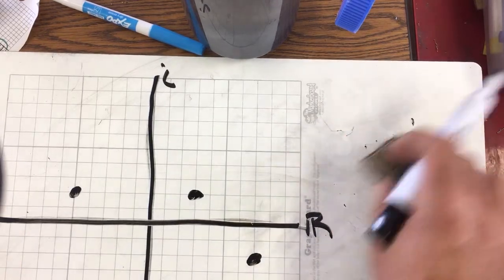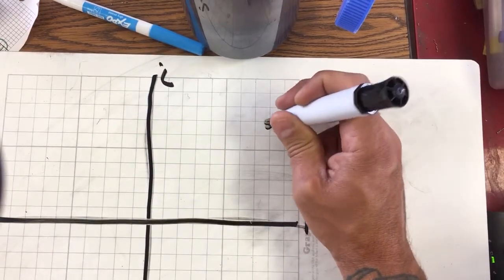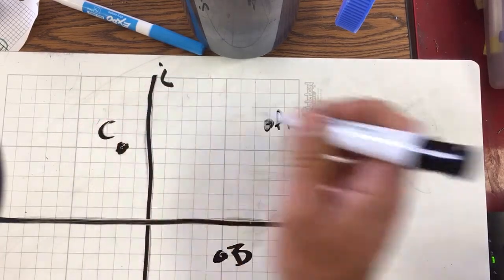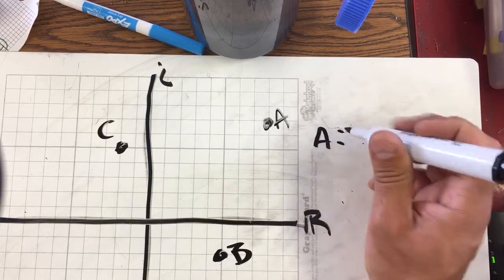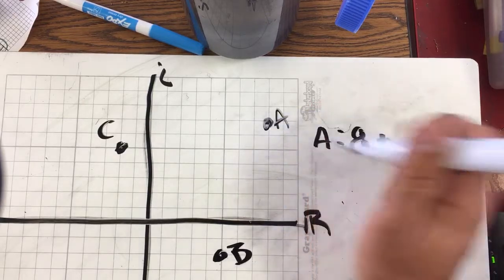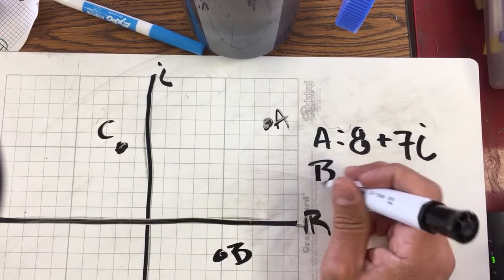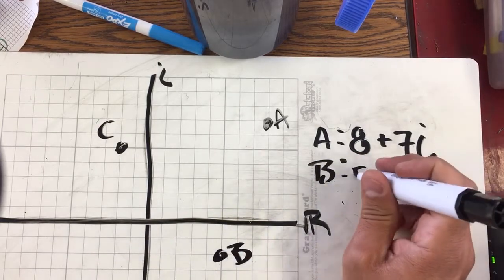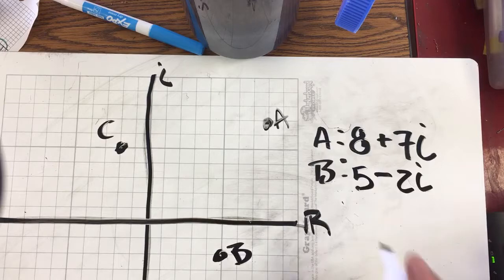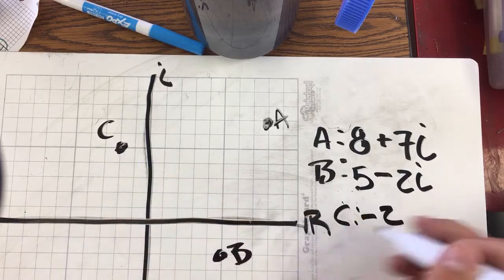Now what I'll also do is I'll give you points and I'll ask you where it's located. So I'll put one right here and call this A, put one here and call it B and C. So what we would do is we would say A is 8 on the real plus 7 on the imaginary. So that's where A is located. B is 5 on the real minus, because it's going down, 2 on the imaginary. So like that. C is negative 2 on the real and positive 5 on the imaginary.